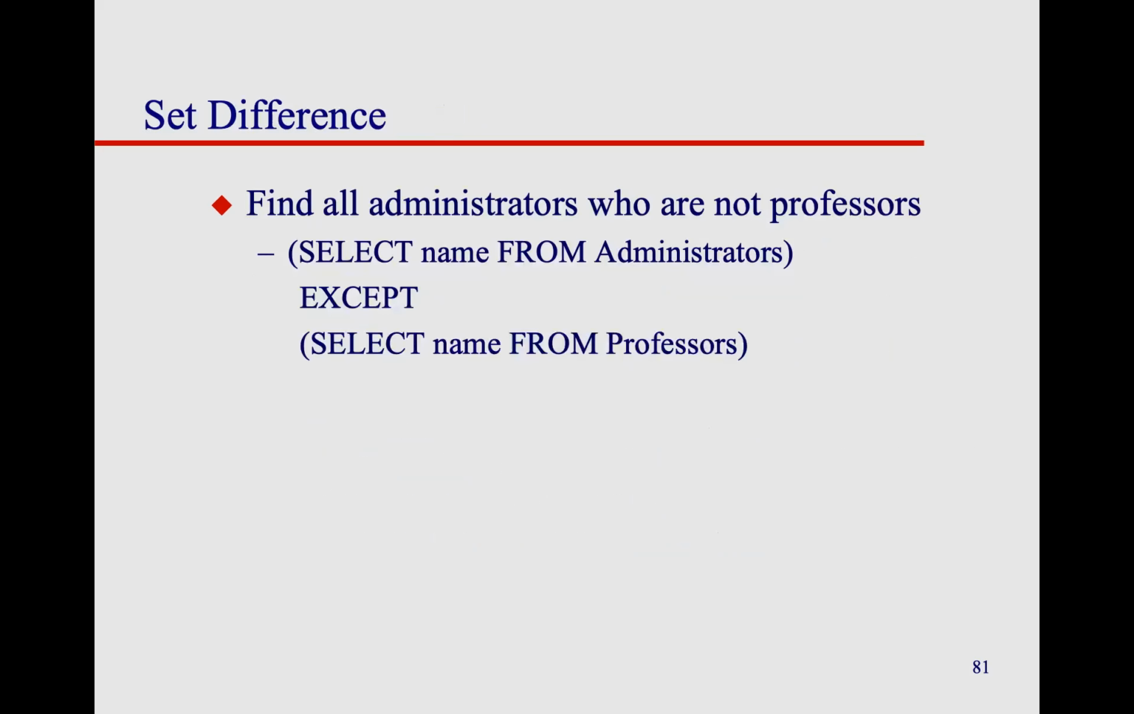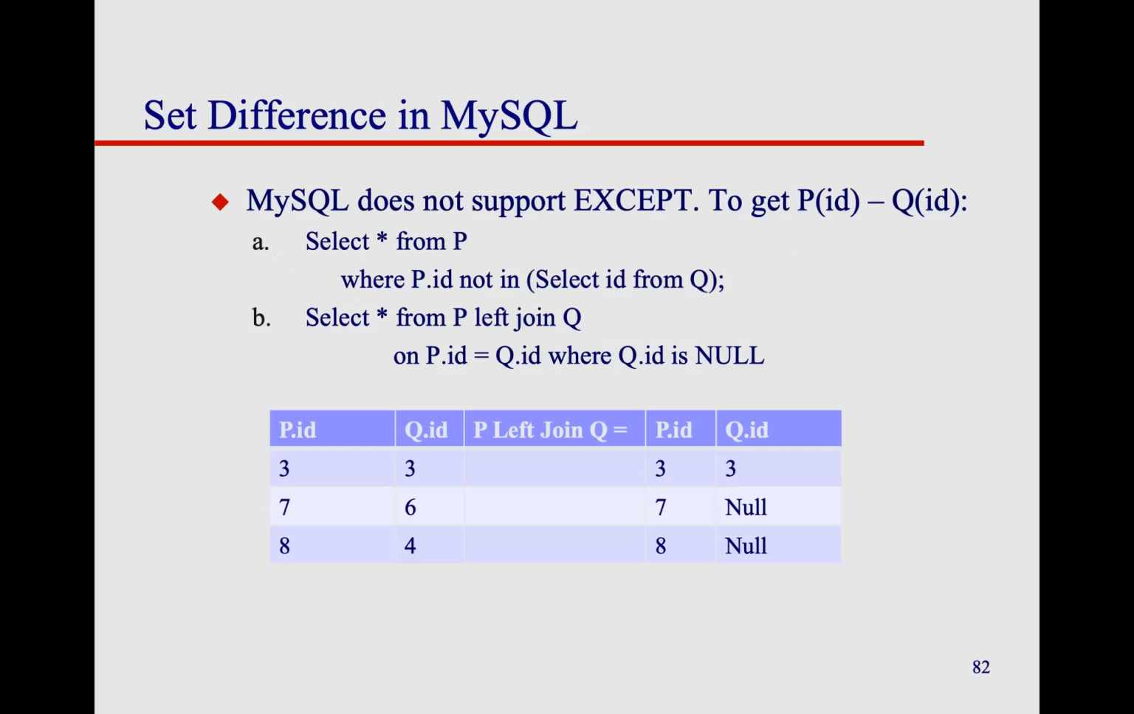Then set difference, again, it's in SQL, but not in MySQL. So here, I am showing how you can get set difference. I want all tuples in P that are not in Q based on ID. So all IDs in P that are not in Q. And there's two ways to do it.